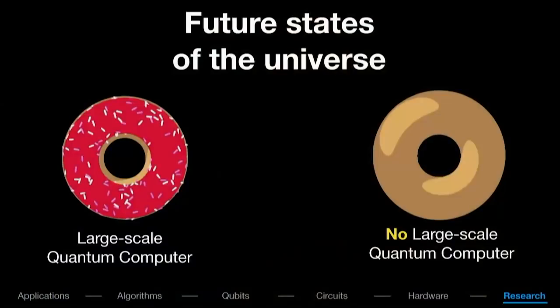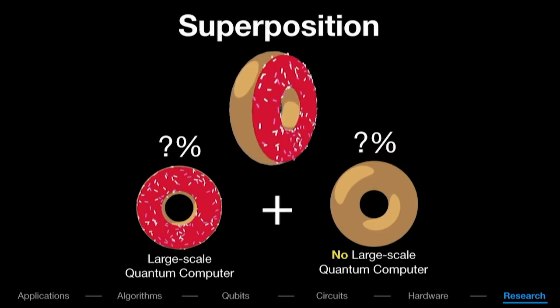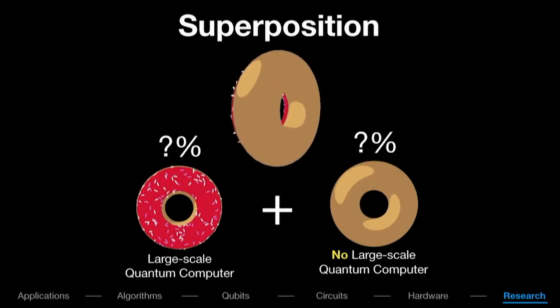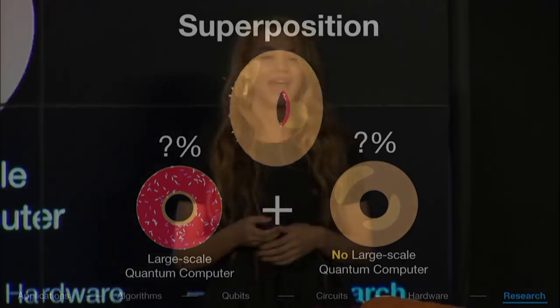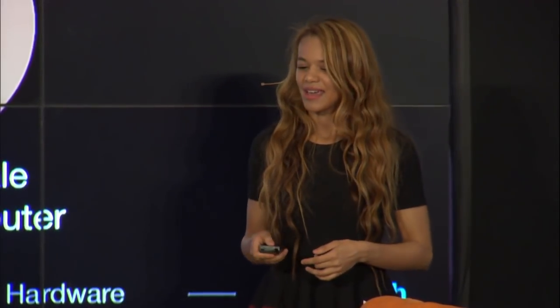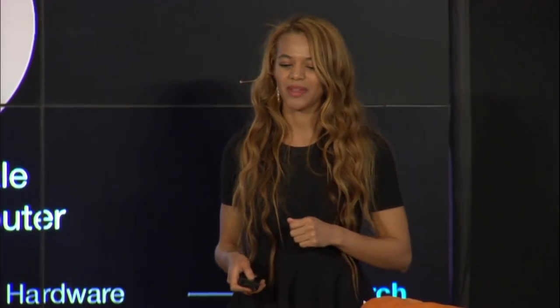There are 2 future states of the universe, one with a large-scale quantum computer and one without a large-scale quantum computer. Right now, we're in a superposition of both. Who knows what the probabilities are? But as researchers, our goal is to increase the probability of the large-scale quantum computer side of the donut so that we have a higher probability of landing on that side and a higher probability of a quantum future.